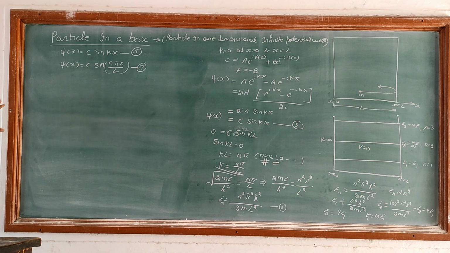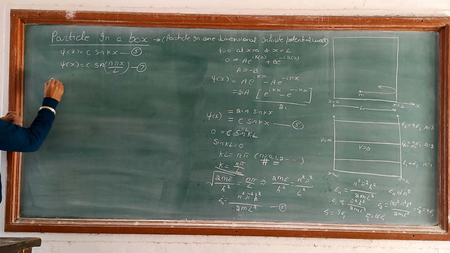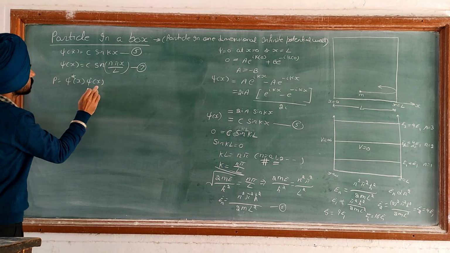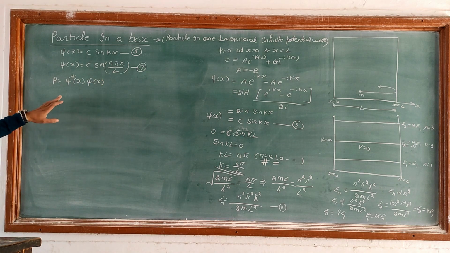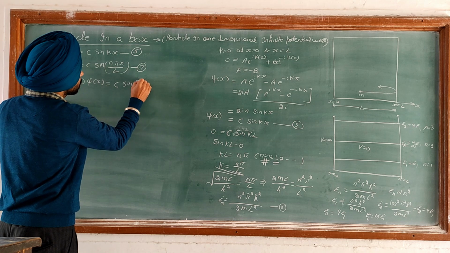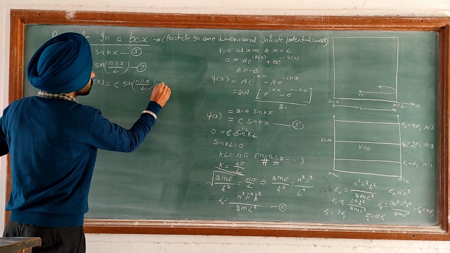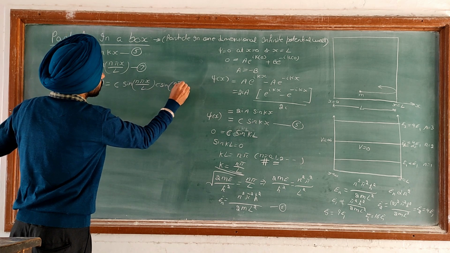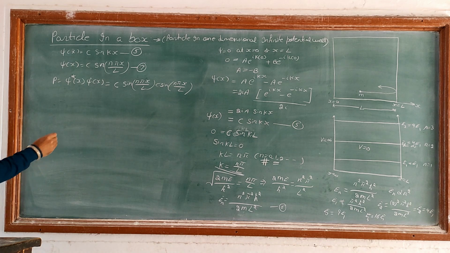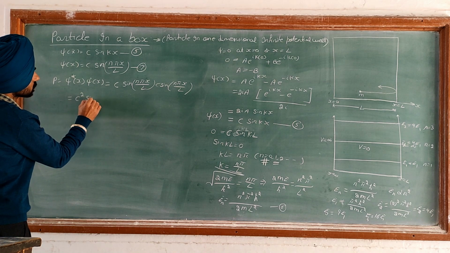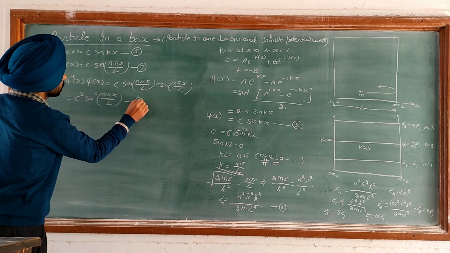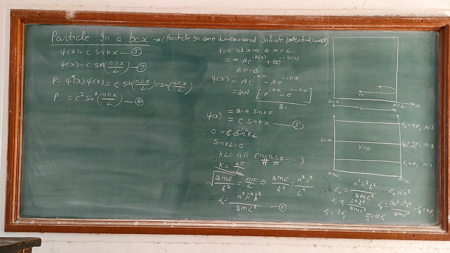Now we know the probability density. You can go through the lecture on probability density. P is psi star x into psi x. Here x is nothing, just psi is a function of x. So we know psi is c sine n pi x upon L into c sine n pi x upon L. Star represents the complex conjugate of psi. So it will be c square sine square n pi x upon L. Let it be equation number 8. So this is the probability density.